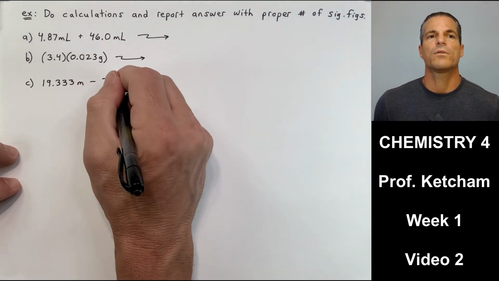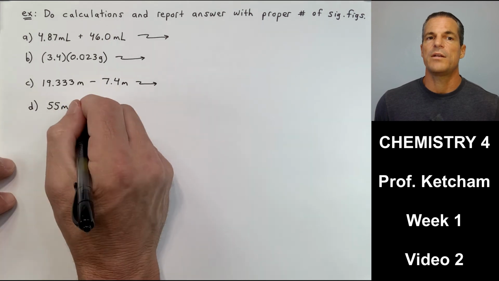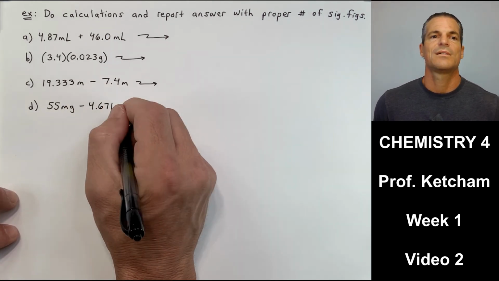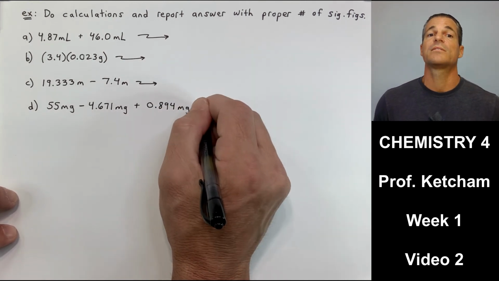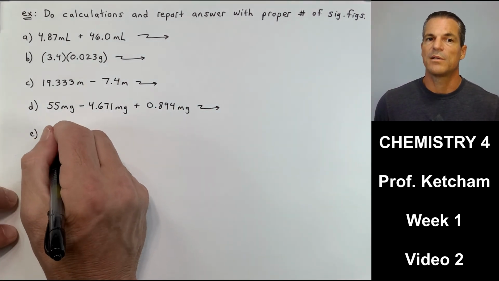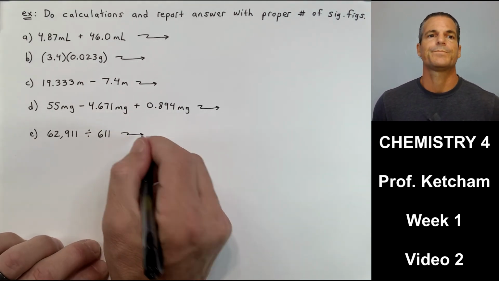B, 3.4 times 0.023 grams. C, 19.333 meters minus 7.4 meters. D, 55 milligrams minus 4.671 milligrams plus 0.894 milligrams. So we'll be subtracting and adding 3 things in D, but that's okay.